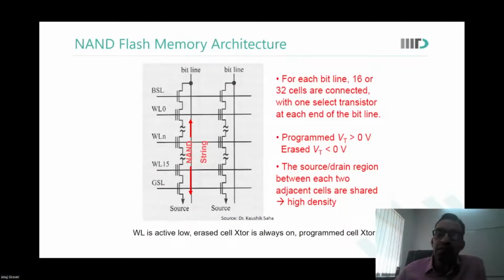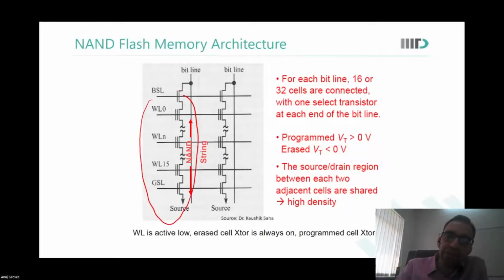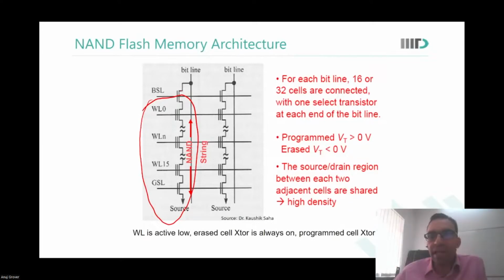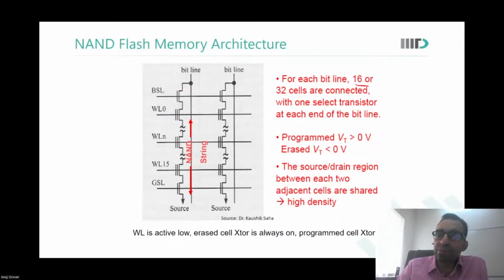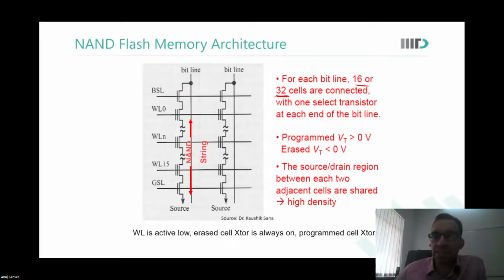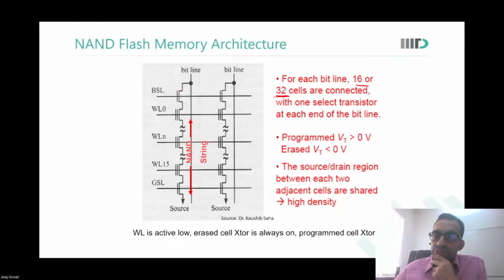Now let us look at the flash memory. We can use exactly the same things in here also, but in a NAND flash memory, you actually have a string of devices connected to each other in a NAND structure. So 16 or 32 cells may be connected with one select transistor. Program VT, let us say, is greater than 0 and erase VT is less than 0.